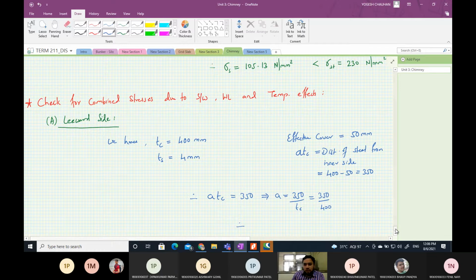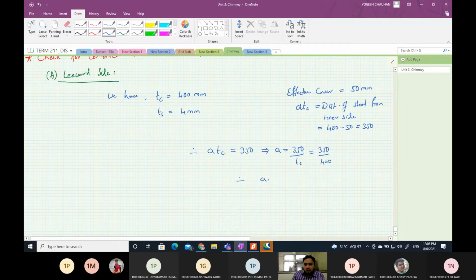So you will get A, which is a factor, or a fraction, by which the steel is located with respect to the thickness. So this factor will be 350 divided by 400, that is 0.875, because we need this factor A in some of our calculations.